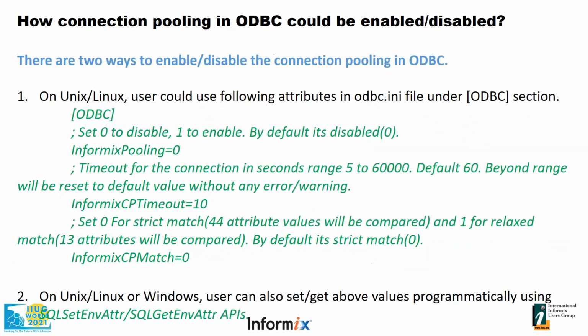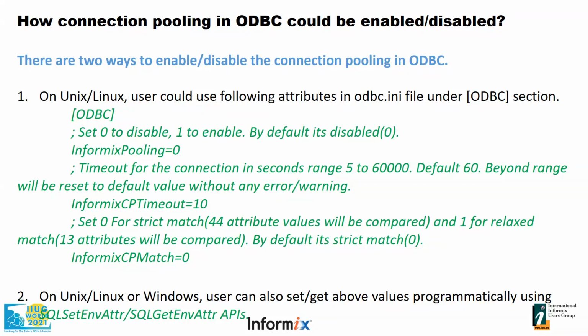Next we talk about how connection pooling is enabled in ODBC. There are two ways to do this on a Unix or Linux machine. In the ODBC file, in the ODBC section, you can set the connection pooling enablement. There are a couple of parameters we have set: Informix pooling, Informix CP timeout, and Informix CP match. To distinguish from the common terminology like pooling, CP timeout, and CP match, we have prefixed them with Informix so that they are specific to the Informix database.